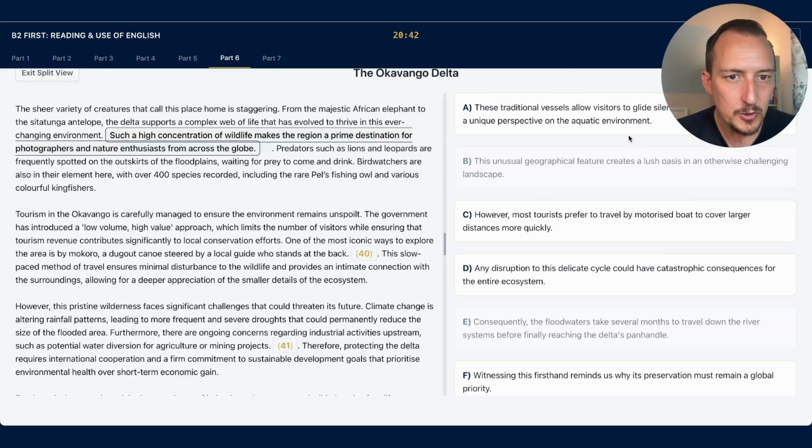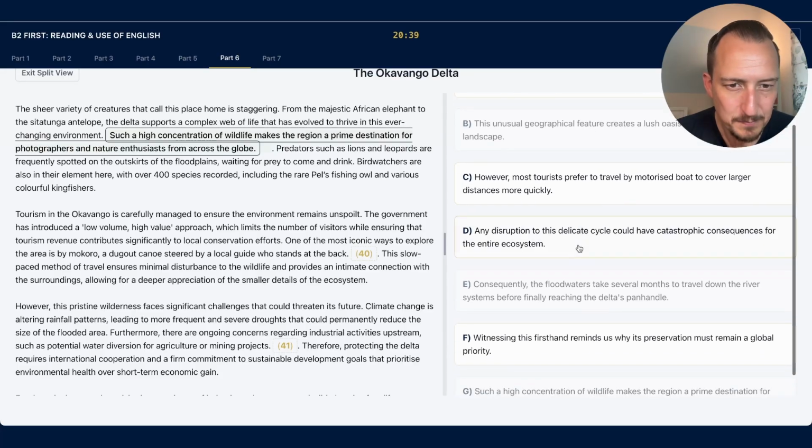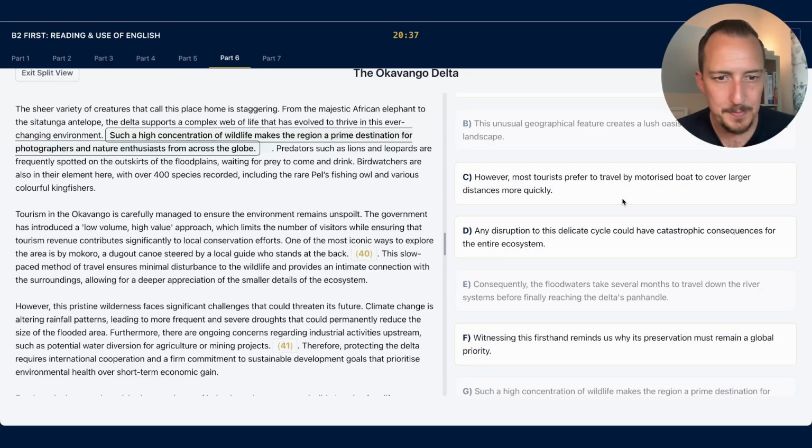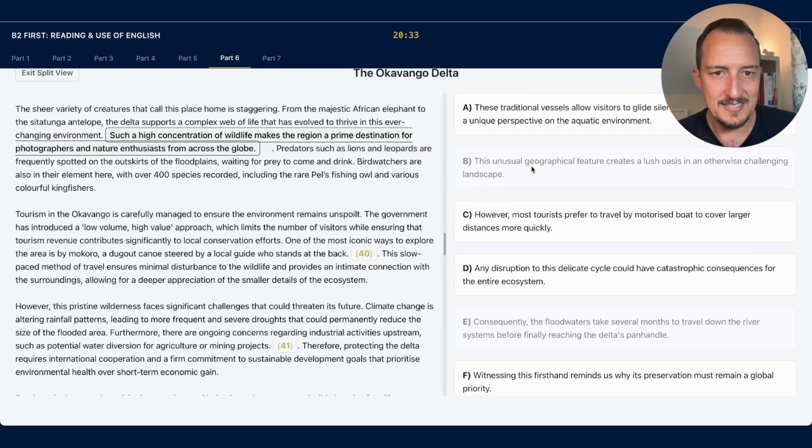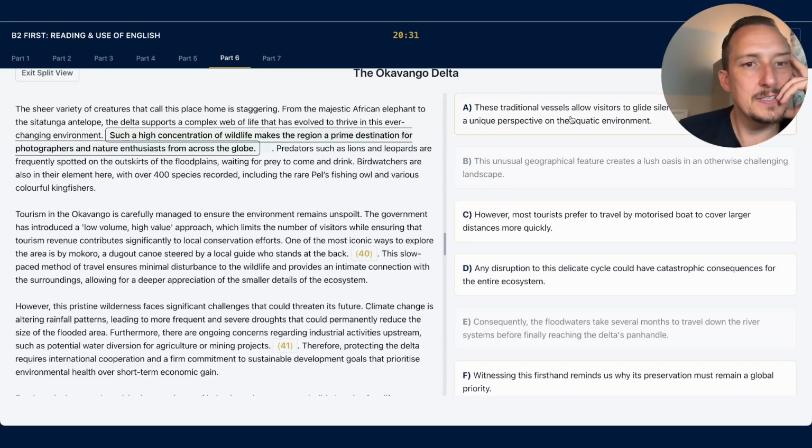So which were the two? This one and this one, A and C. Unlikely to be D and F because they're talking about something different. So let's think about A and C. These traditional vessels allow visitors to glide through the reeds.